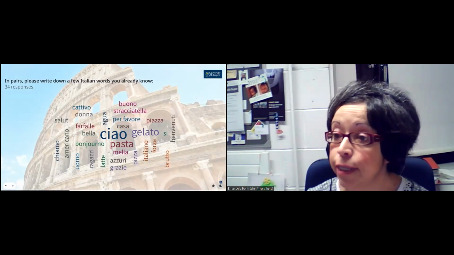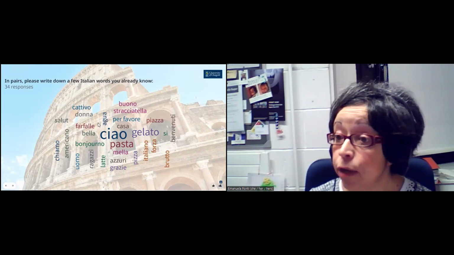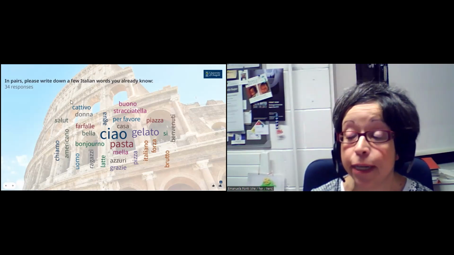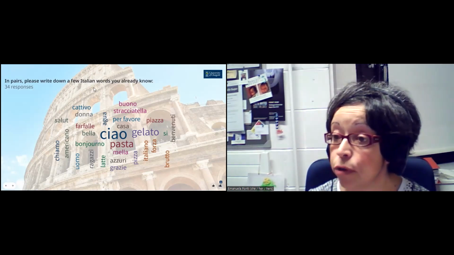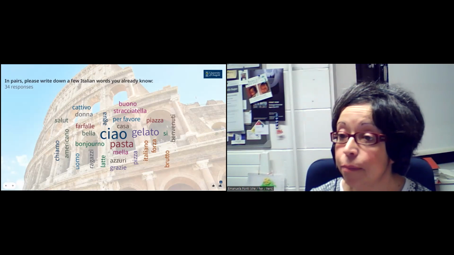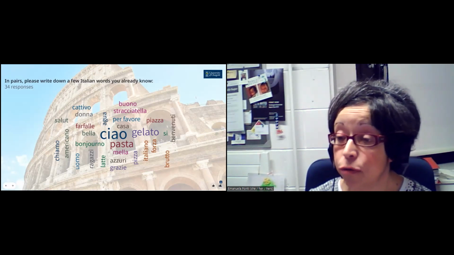So the first example is a word cloud. Normally, I use these on day one of the course. It's a brainstorming activity. I ask students to work in pairs or in small groups, and they need to write down, to brainstorm, a few Italian words that they already know.